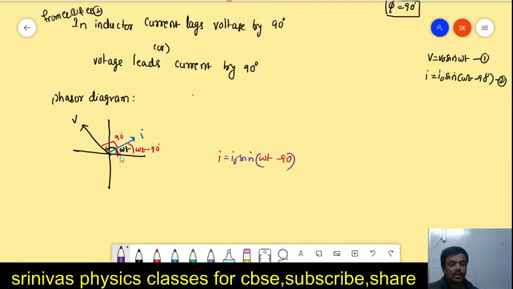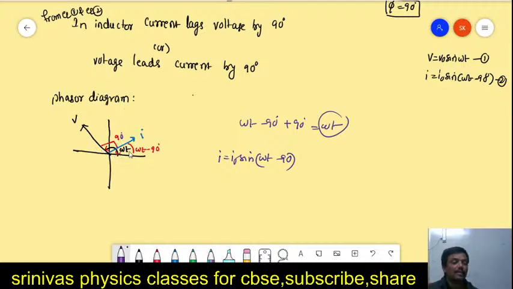Voltage angle is what? Total omega t angle. You take the current angle is omega t minus 90. This one is the current angle, and this extra 90 you added here, if you add, then you will get omega t. Omega t is what? Voltage angle. This is omega t minus 90. Further you add the 90. You will get the total omega t minus 90 plus 90, omega t you will get. Right? The voltage angle is omega t.